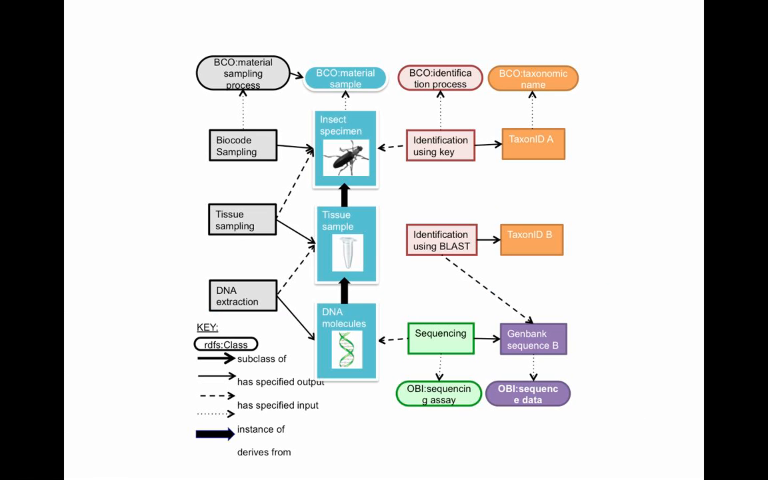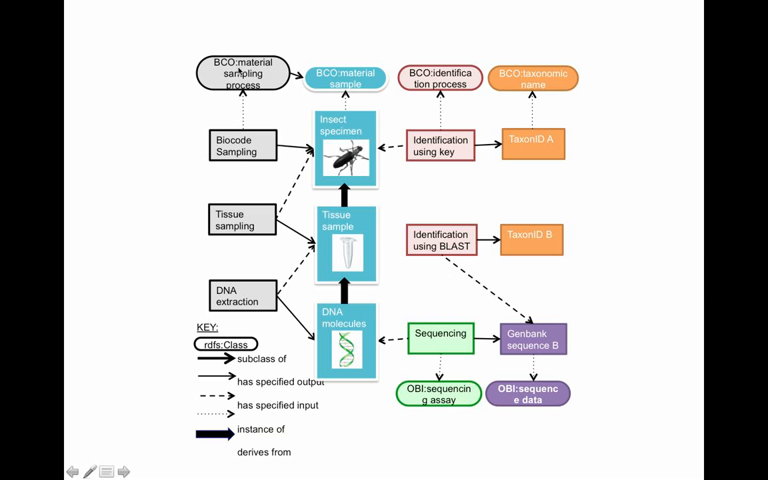So this figure just shows graphically how the BCO is used to model the kind of data that was shown in the previous slide. In this case, the ovals represent classes within the BCO, and the rectangles represent instances or individuals. The color coding of the individuals corresponds to the color coding of the classes. So down the left side, the gray rectangles are all instances of the BCO material sampling process.